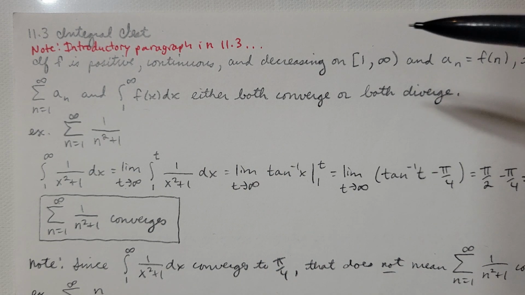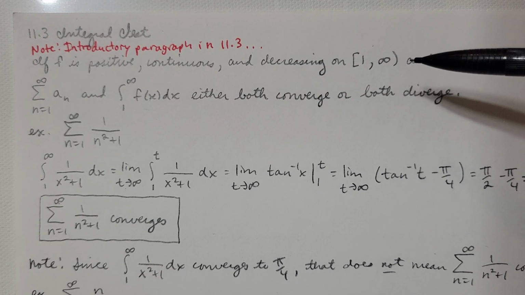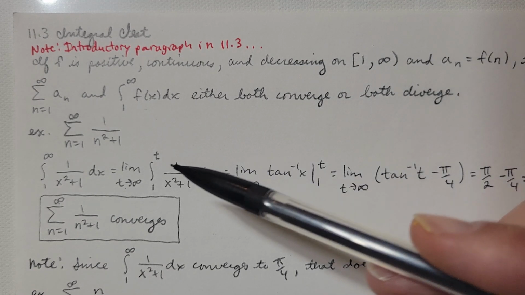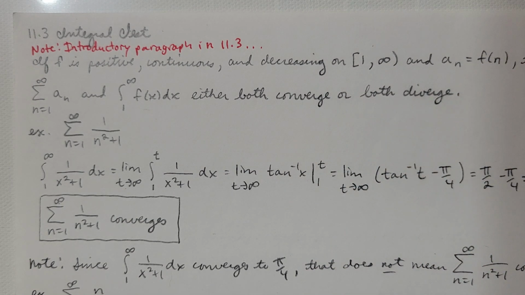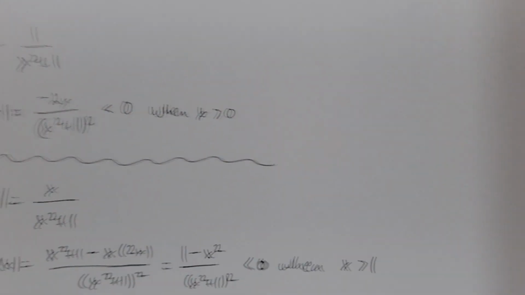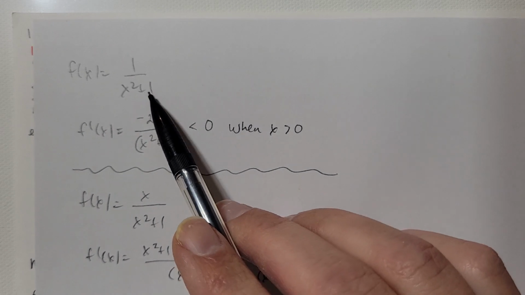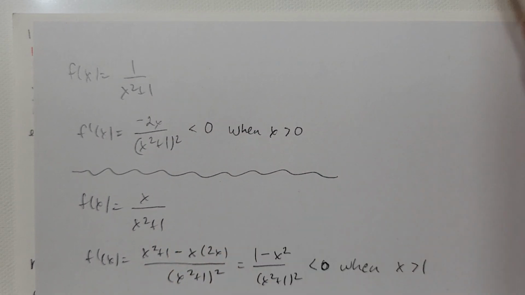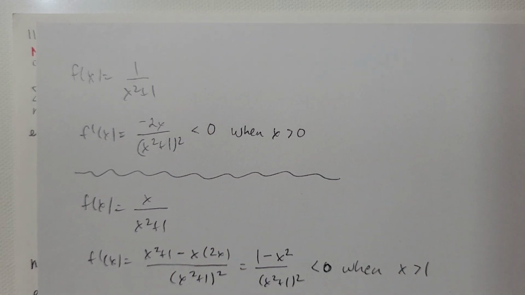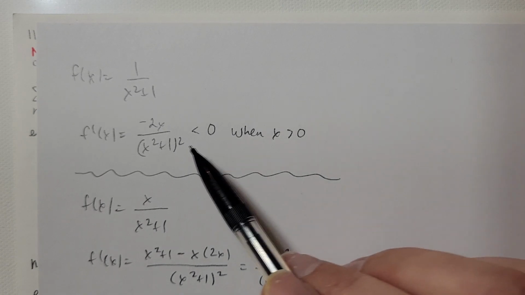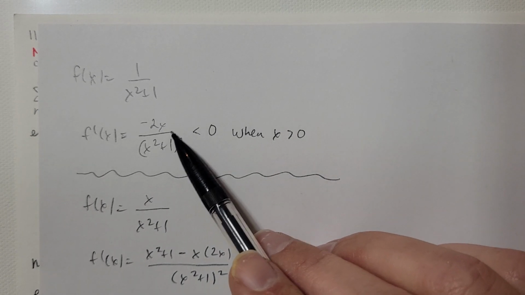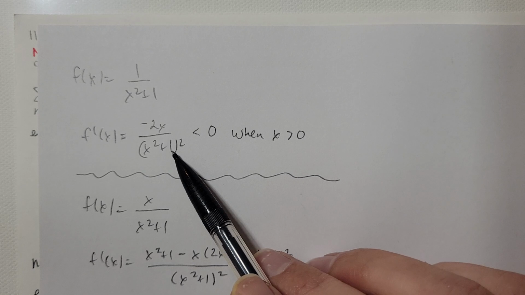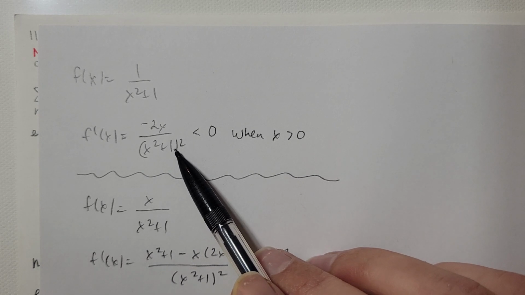Then, are we decreasing on the interval 1 to infinity? To check that, I'm using the first derivative test. If I let f of x be 1 divided by x squared plus 1, f prime of x would be negative 2x divided by (x squared plus 1) squared, by using the quotient rule.